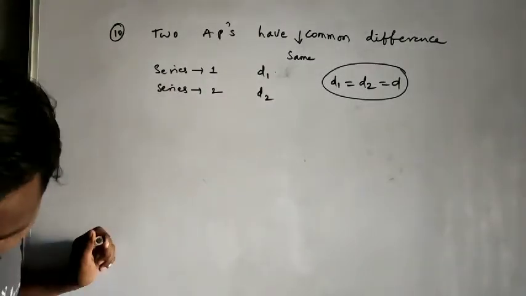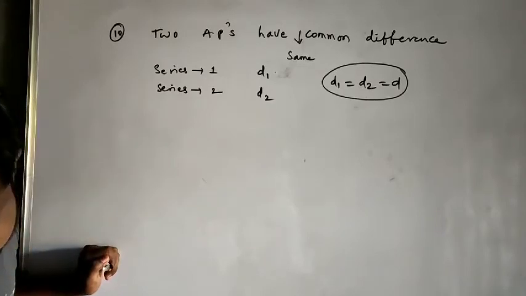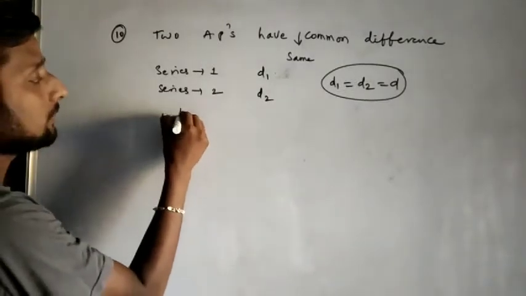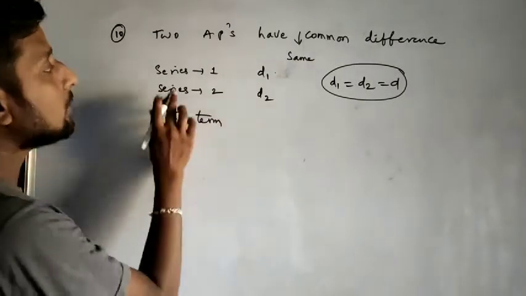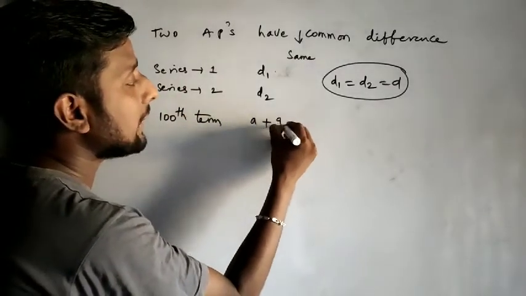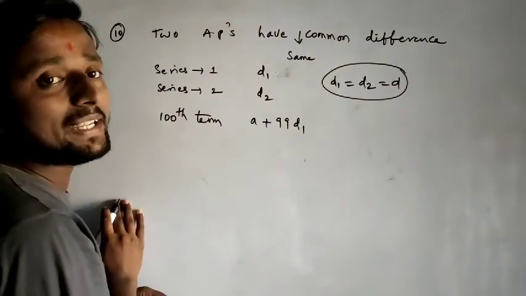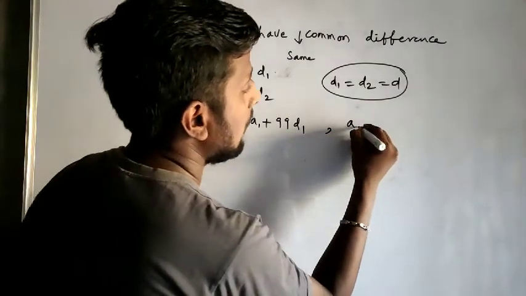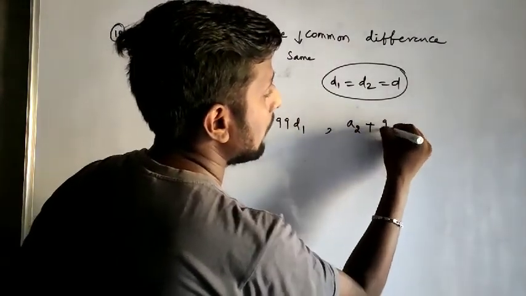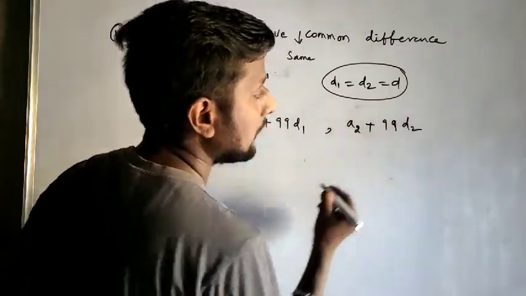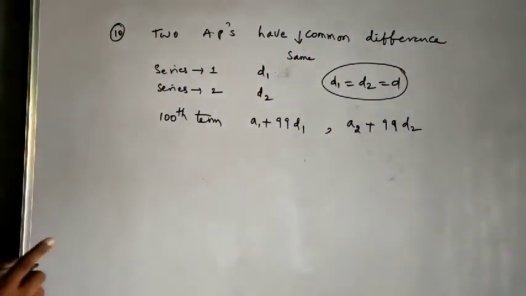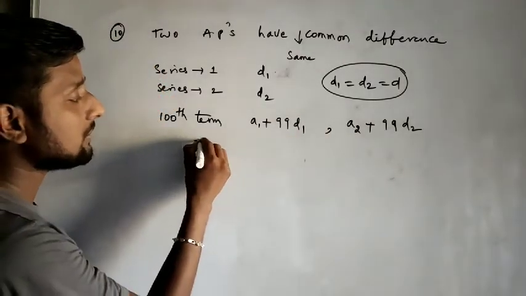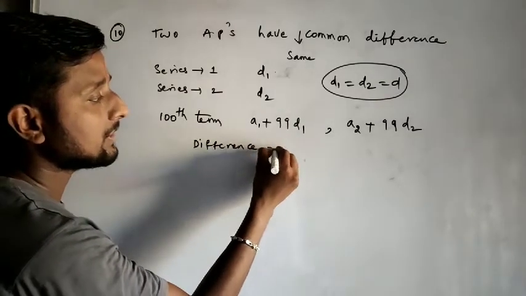Okay. Next, what is the one more piece of information he has given? The difference between their 100th terms is 100. The 100th term of the first series I can write as A1 plus 99 D1, and the second one I'll write as A2 plus 99 D2. Correct? Am I right? Right. Now what is said? The difference between both, the difference of the terms, is 100.